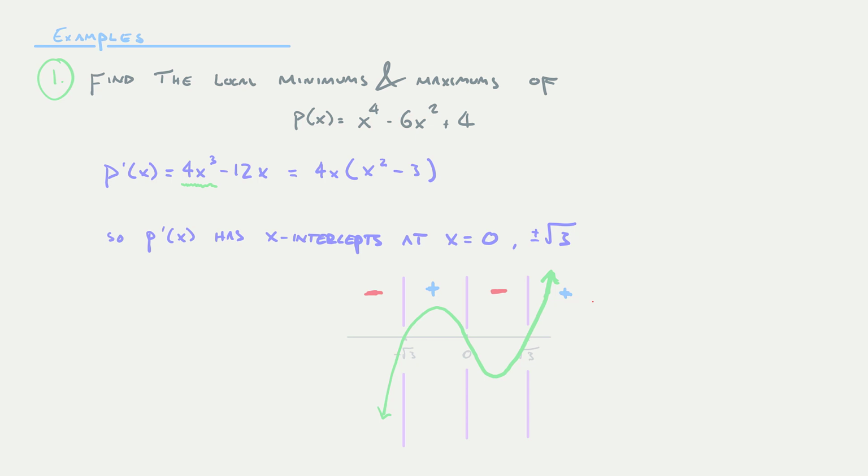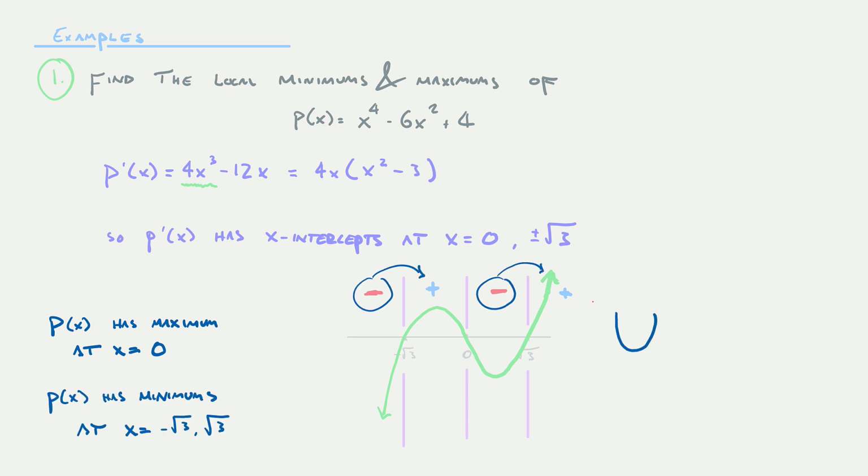And so now we can assess where some local maximums happen. Where the graph goes from positive to negative, that's a local maximum. So there's a maximum at 0. Where the graph goes from negative slope to positive slope, that's going to be a minimum. So this thing has 2 minimums. It's at negative root 3 and at positive root 3.